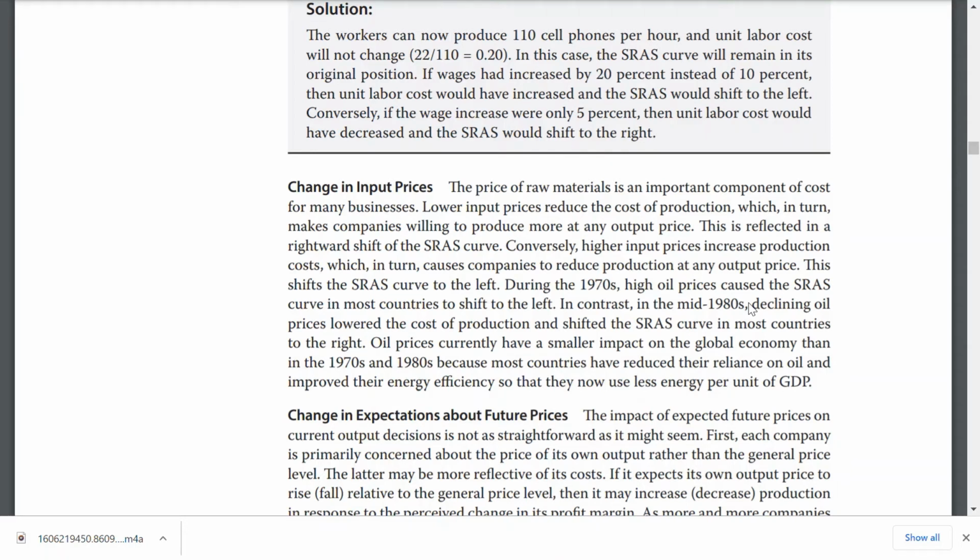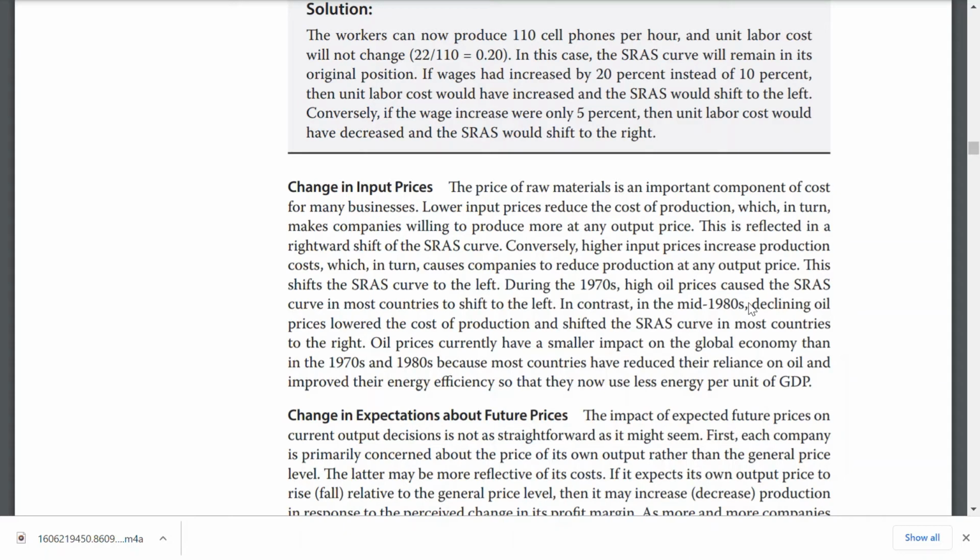In contrast, in the mid-1980s, declining oil prices in most countries, mostly because of OPEC companies having a cartel on oil prices, but that's beyond the scope. It's quite interesting. You should go read into it if you don't know.